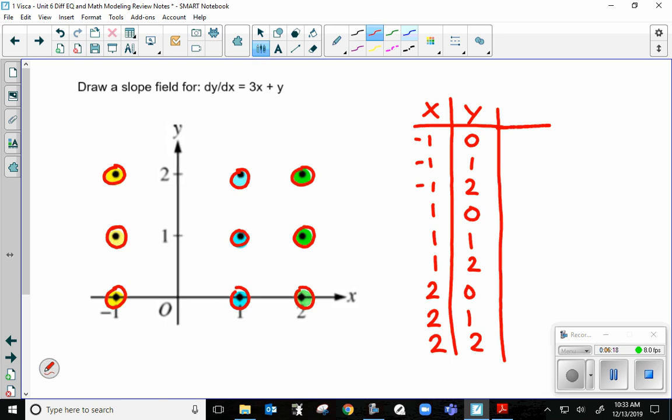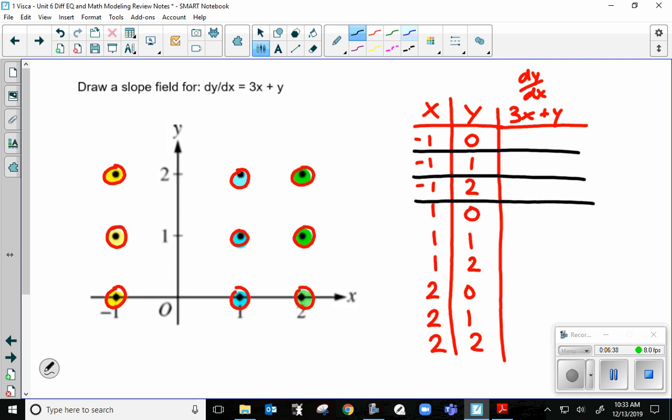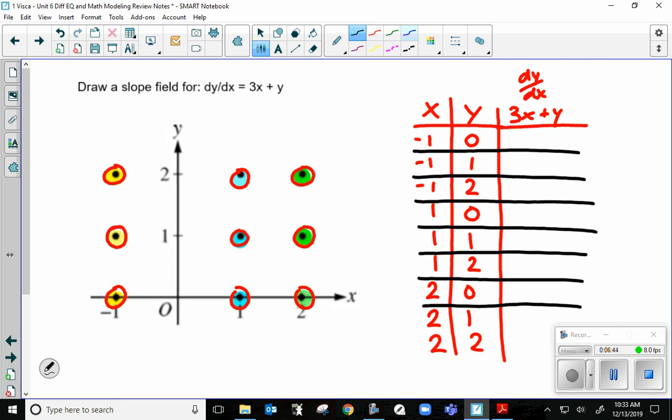The slope, or the derivative, is 3 times x plus whatever y is. So for all of these, okay, I hate to do lines here to separate them, but I'm going to go through and do all this here. All right, just so that we keep things nice and fresh and clean.